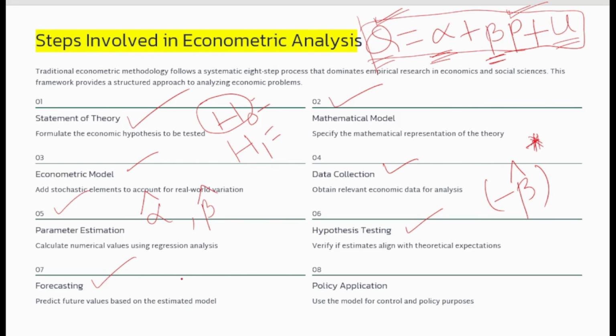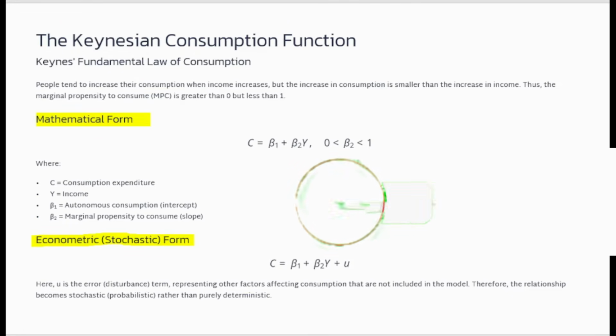And after this seventh step, the eighth and important step is the policy applications. From our study, we need to give certain policy implications, and it is important for a researcher to suggest some policies from his or her own study. Then if we take one example to do the econometric analysis for any economic theory, the best example can be the Keynesian consumption function.